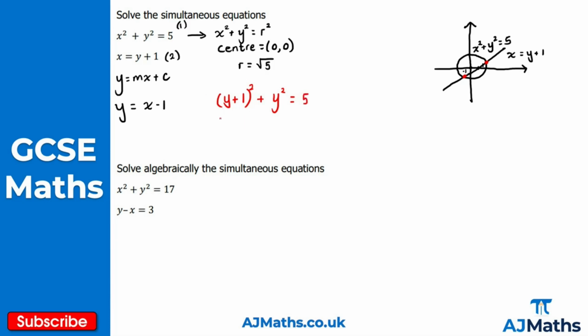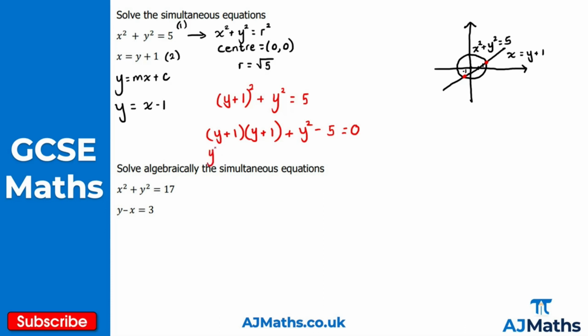We need to expand these double brackets here. So I've got y plus 1 times y plus 1. This y squared here, we'll take a look at that in a moment. And this 5 here, well, we don't want this to be equal to 5, we want this to be equal to 0. When we're solving equations, we want it to be equal to 0. So I'm going to subtract 5 off both sides as well, and that's equal to 0. Expanding these double brackets here, any method of expanding double brackets is absolutely fine.